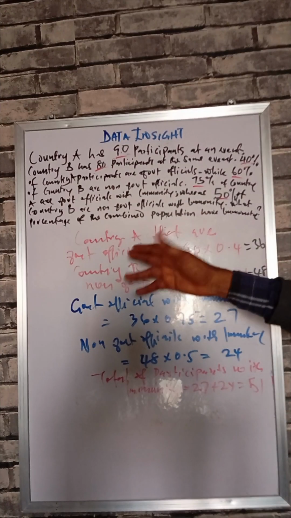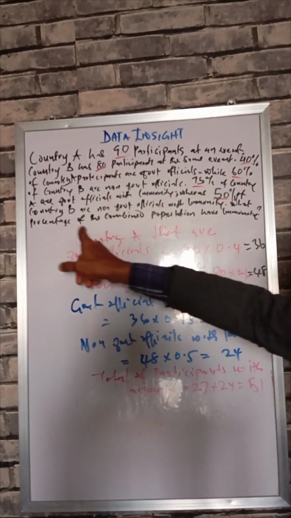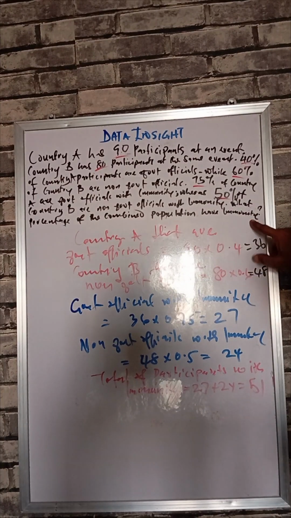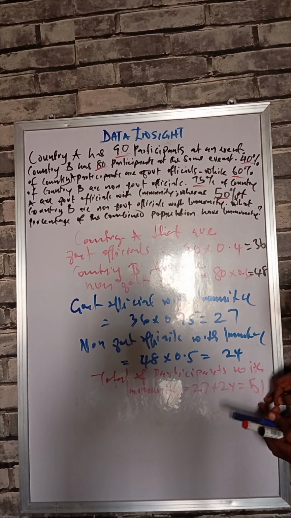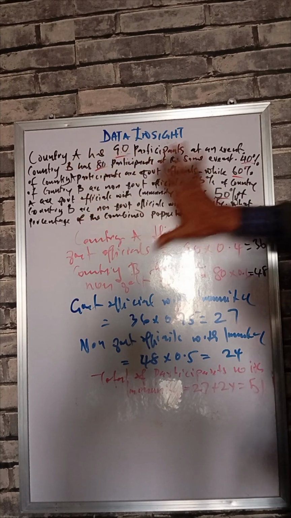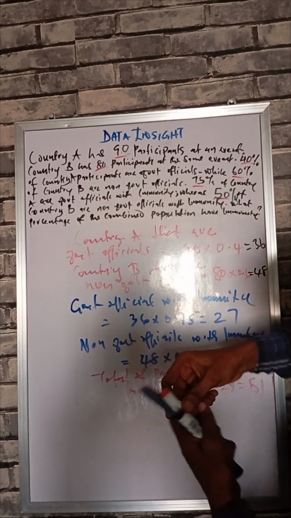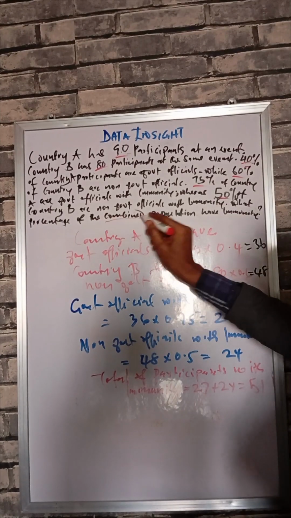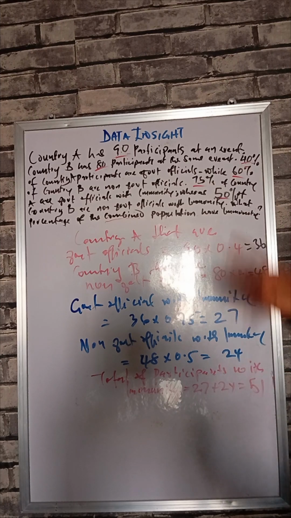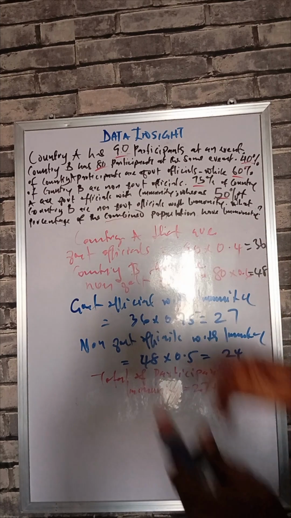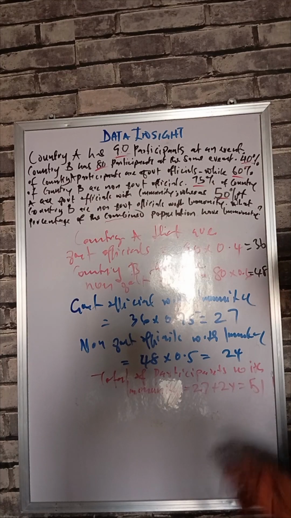But the question says, what percentage of the combined population has immunity? This is the combined population that has immunity. But the question is, what percentage of this number is of the total, the combined population? Underline the words. This helps you. When you do this question, underline. There are certain figures, certain words that you really need in the question. When you do that, it's going to point you easily to the answer part.